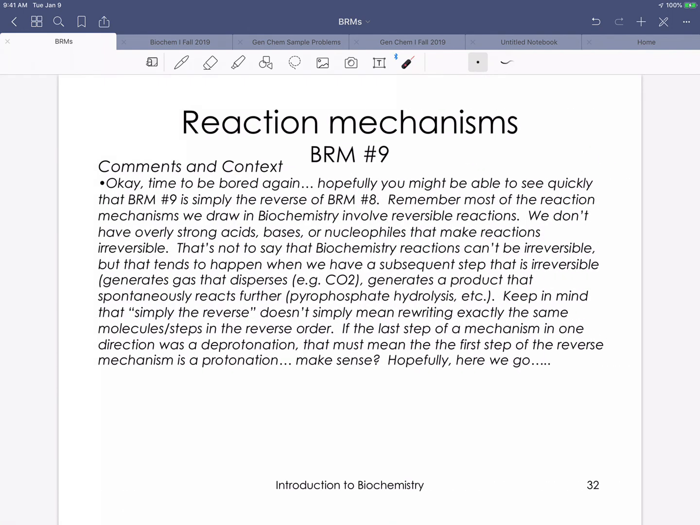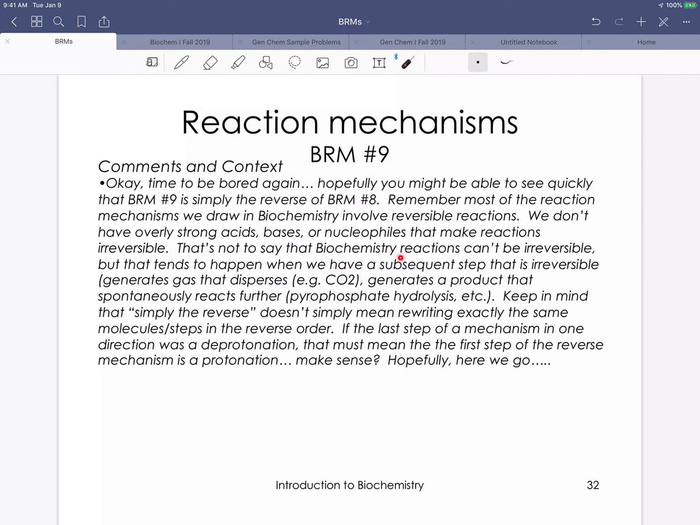So a couple of notes on this, not going to be very long here again. Hopefully this is a little bit boring again. You might be able to see that reaction mechanism 9 is reversing reaction mechanism 8. Remember, most of what we see in our reaction mechanisms are going to be reversible, so making sure that we draw the right kind of arrows. Again, not having overly strong acids, bases, or nucleophiles is what allows these reactions to be reversible, and it's because we don't have those overly strong acids, bases, or nucleophiles that we do tend to see reversibility here.